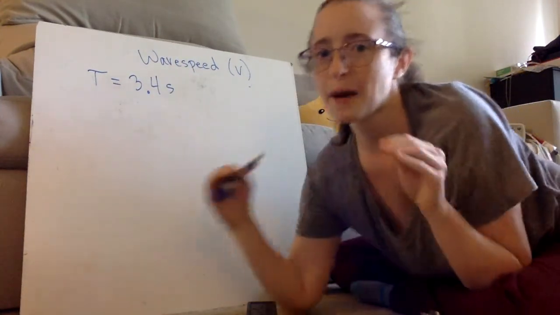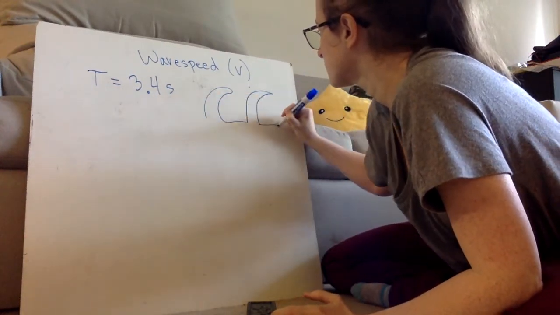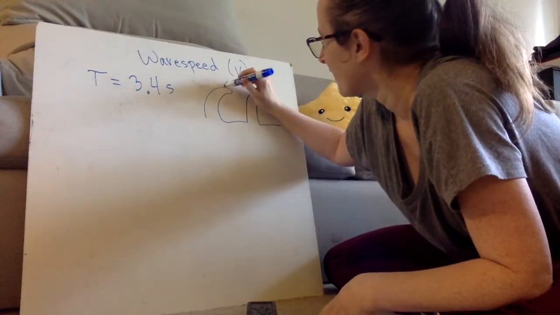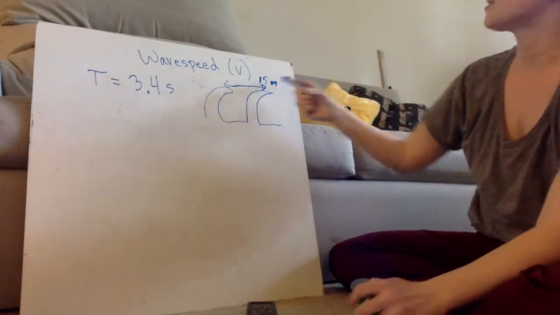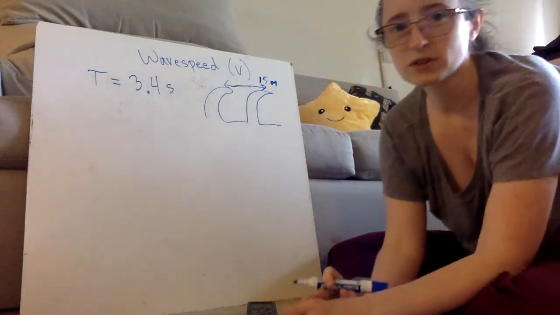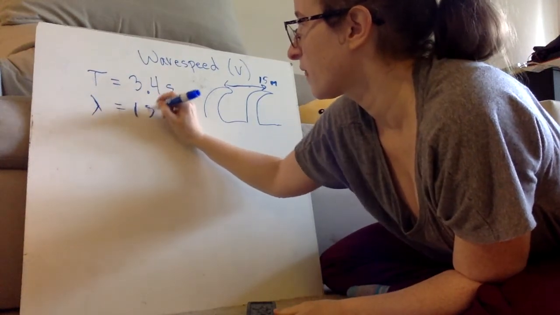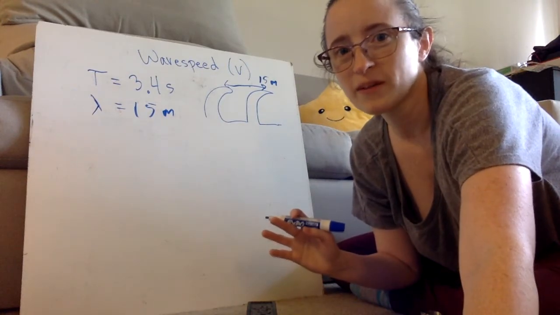And let's say the tops of those waves, so if we've got like, these are my very artistically accurate waves, the tops of those waves, we'll say, are 15 meters apart. And so the distance between two waves would be the wavelength. And then again, we're trying to find the wave speed.